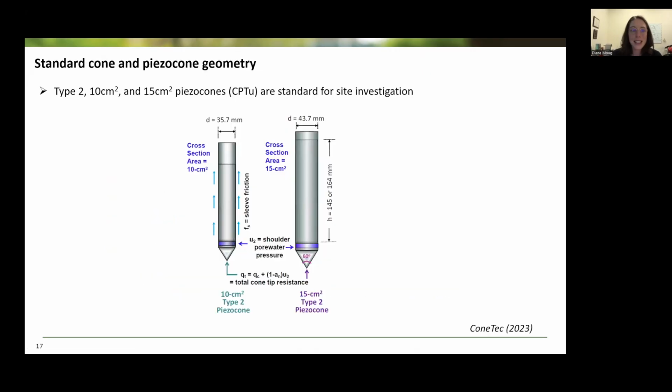Typical geometries and sizings of the cone. For engineering practice, we are typically using a type 2 cone, meaning that it has the pore pressure element right here above the cone tip. And then the sizing of the cone standard is a 10 centimeter squared or a 15 centimeter squared cone with diameters of 35.7 millimeters and 43.7 millimeters, respectively. And then they both have this 60-degree apex at the cone tip.